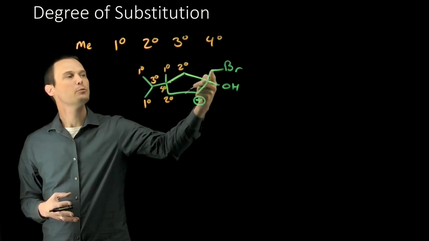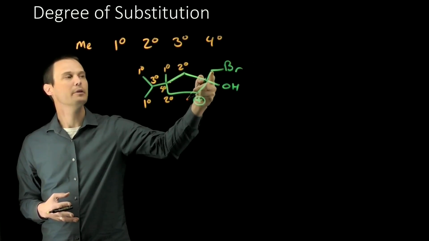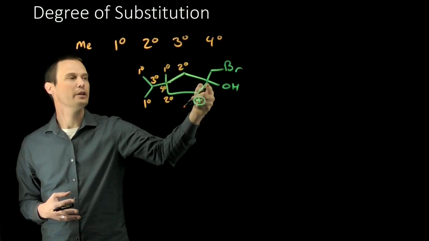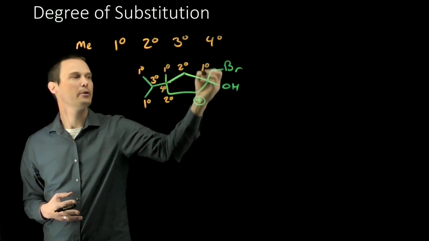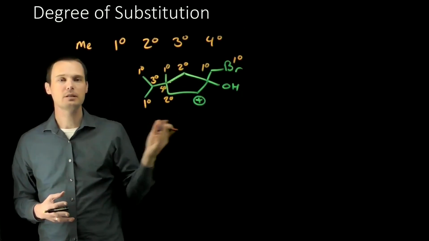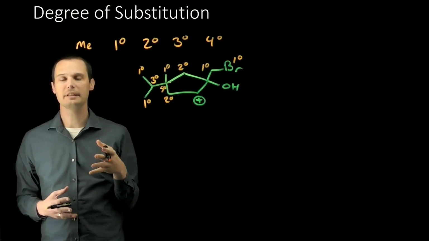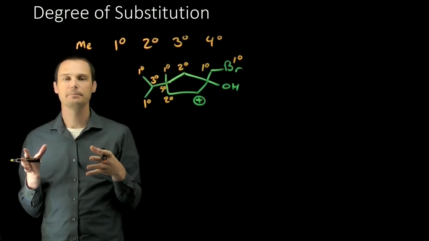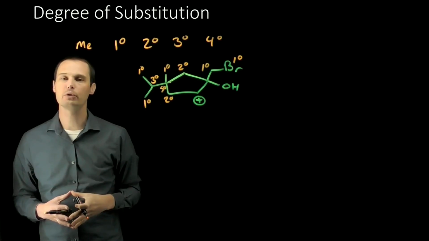If we look at this, the bromide is attached to a carbon. This carbon is a primary carbon. This carbon is only attached to 1 other carbon. So this is a primary carbon. That makes this bromide a primary bromide as well. It's a primary bromide because the carbon to which it is attached is only attached to 1 other carbon. The carbon is primary, therefore the functional group is also primary.